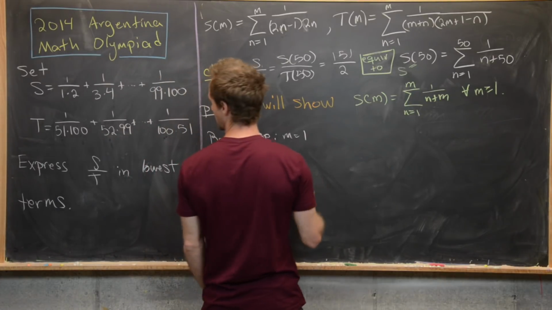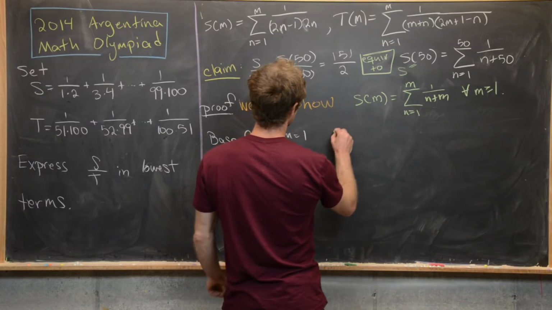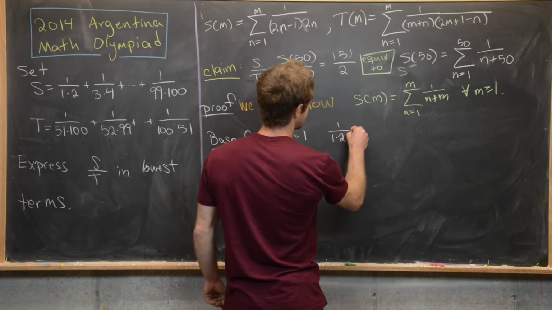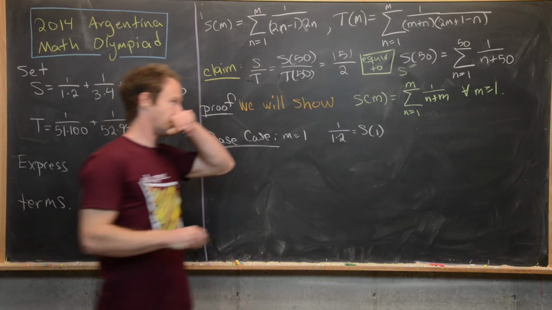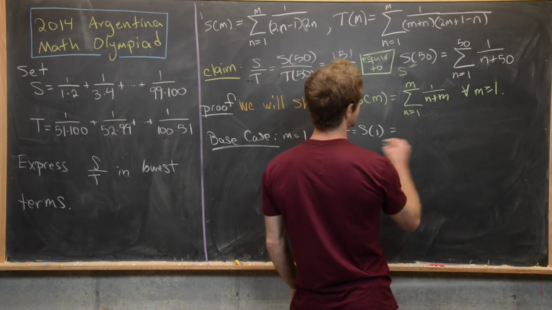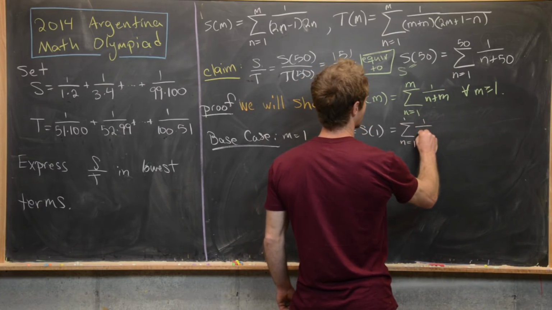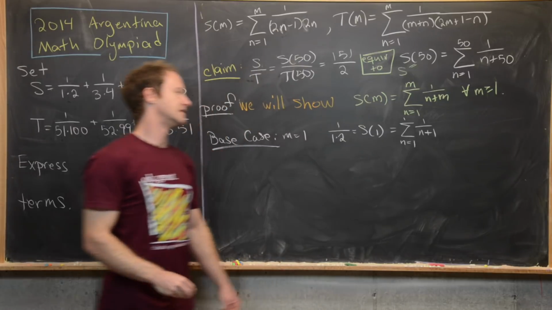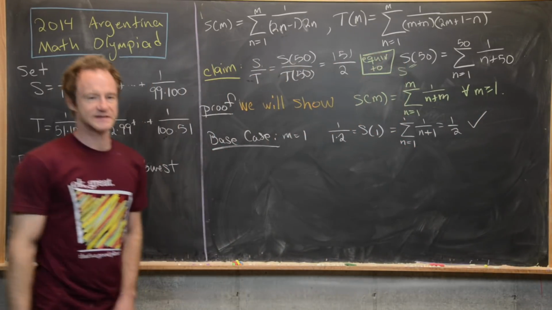So notice for m equals 1, we have only one term in the sum. So we have 1 over 1 times 2, so that's going to be equal to S of 1. Great. But that's also equal to the sum as n goes from 1 to 1 of 1 over n plus 1. That's again just 1/2. So everything works out for the base case.